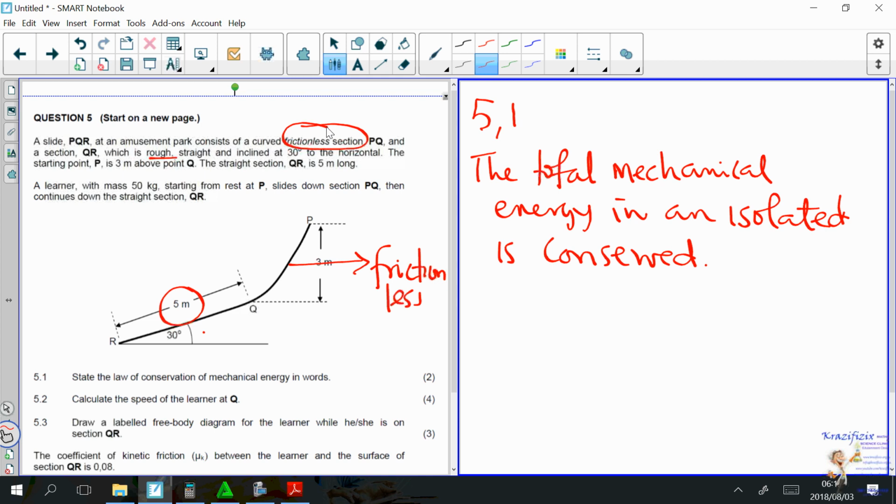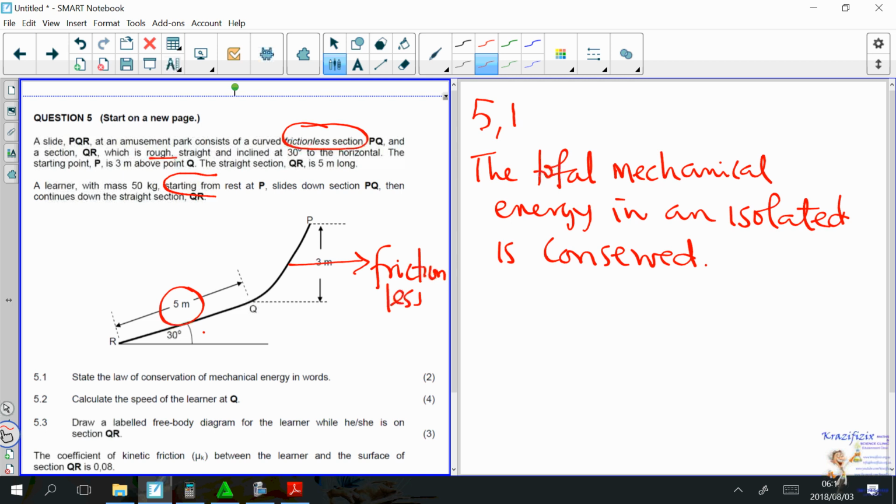Now, what do we notice between P and Q? A learner with mass 50 starts from rest, which means my initial velocity here is 0. Slides down. I'm going to get somewhere very important and very interesting here. When something slides down, it means there is no applied force. Now I'm going to teach something here very quickly.